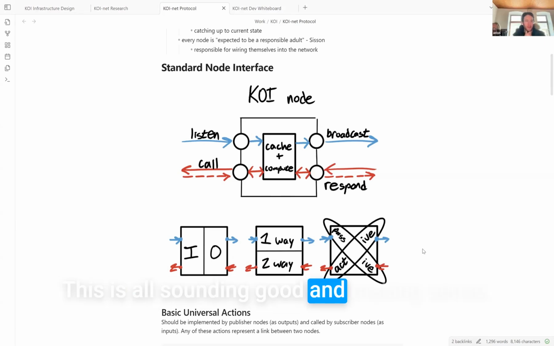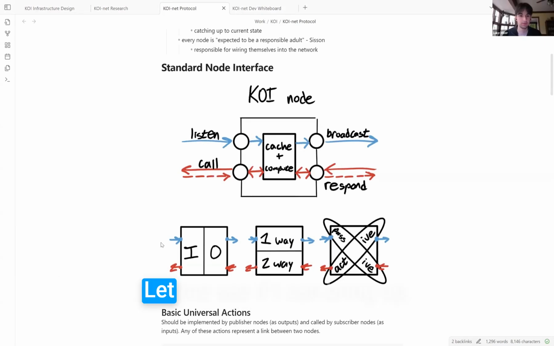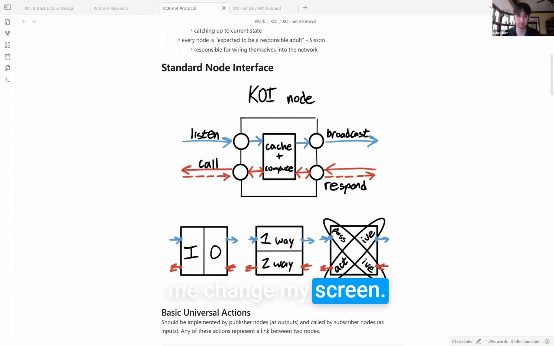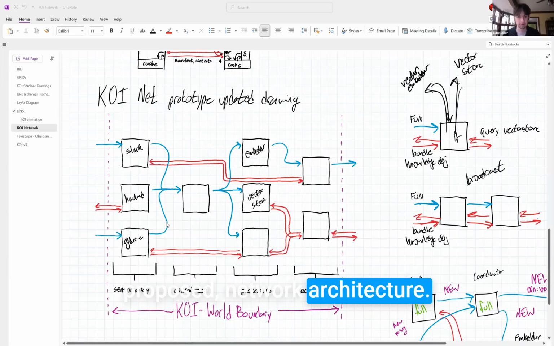This is all sounding good and making sense. Let me see if I can bring up, I have one more diagram. This is kind of a larger coordinate pattern. I'm gonna change my screen here. Okay, so this is kind of the first proposed network architecture.